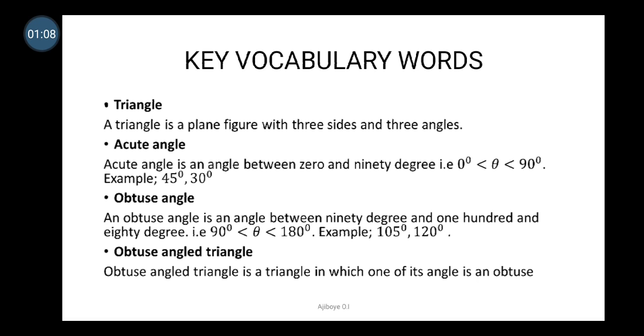Obtuse angle. An obtuse angle is an angle between 90 degrees and 180 degrees. Examples are 105 degrees, 120 degrees, and so on. Obtuse angled triangle. Okay, now we are combining angle and triangle. An obtuse angled triangle is a triangle in which one of its angles is an obtuse angle. So you watch out for this word.